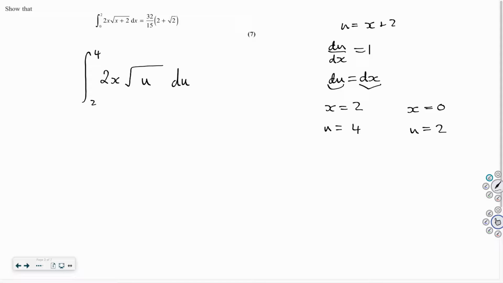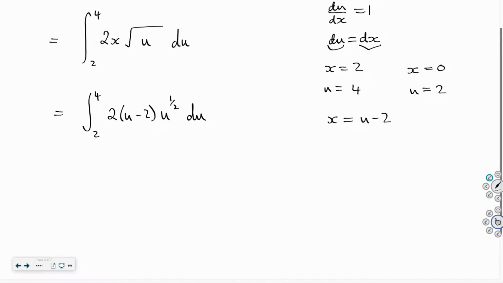And now the only thing I need to get rid of is this x value here. And we can do something with our substitution to get a value for x in terms of u. And we can say x is going to be equal to u minus 2. So putting that into the integral, we're going to get the integral between 2 and 4 of 2 times (u minus 2) lots of, and I'm going to now call that u to the half, because I'm going to be integrating in a minute, with respect to u.